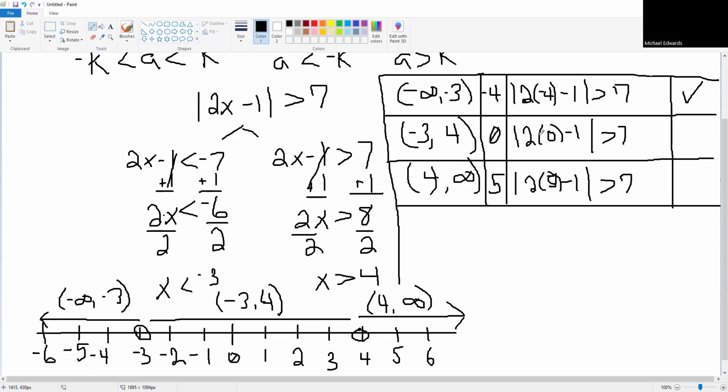In this one, 2 times 0 is obviously just 0, and we're left with -1. We're left with the absolute value of -1, which is actually just 1, greater than 7. Now, is 1 greater than 7? No.